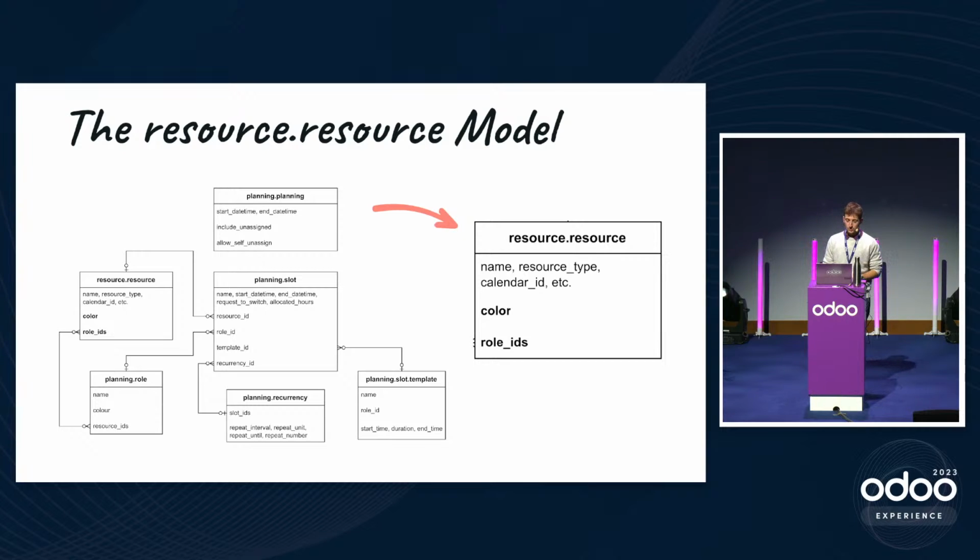Now the resource model, this was an already existing model. So as you can see, it's not a new model. The fields that are in bold are the newly added fields. So by design, from the get-go, it has a resource name, the resource type, its calendar ID, fields like that. And we also add a color field, which is used for visual purposes in the Gantt view. And we also have the role IDs field, which points to different roles that the resource can take.